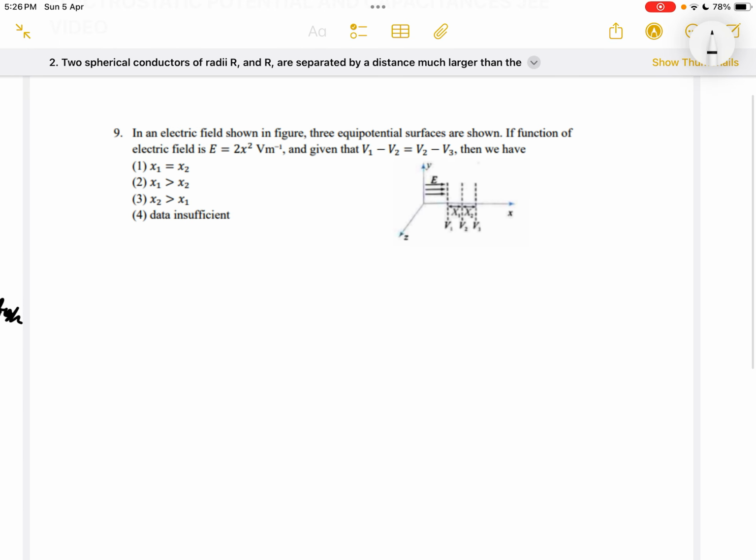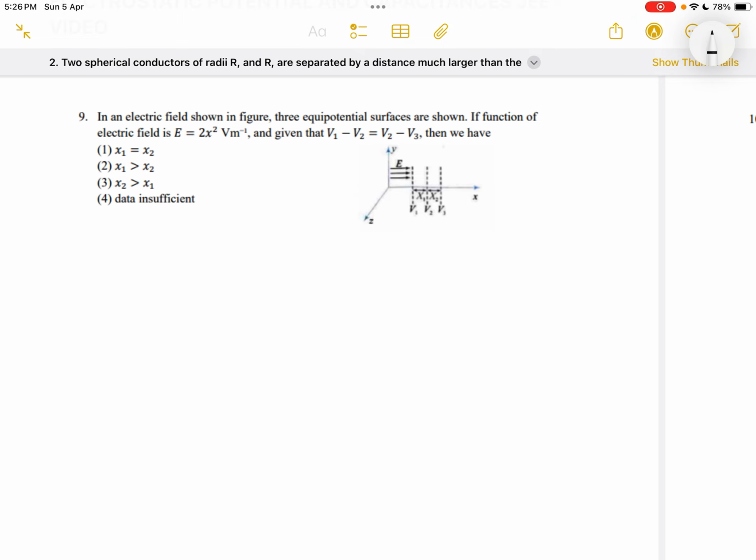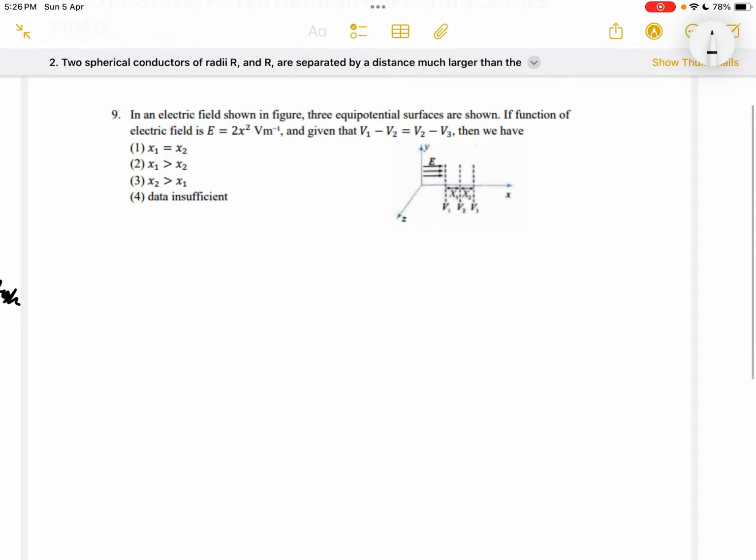Let's go further and do question number 9. In an electric field shown in the figure, 3 equipotential surfaces are shown. If the electric field E is given as 2x square volt per meter, and if we compare V1 minus V2 and V2 minus V3, then we have. Do you see that the same potential drop will keep occurring for smaller and smaller distances as and when you go further?